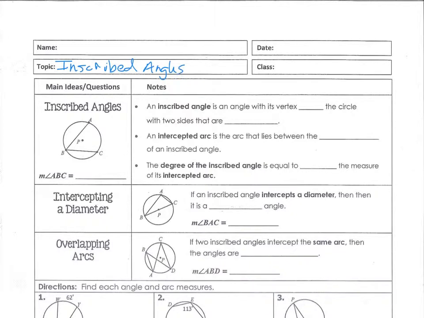And these are notes 10-4. So an inscribed angle is an angle with its vertex on the circle, with two sides that are, what are these sides called? What parts of the circle? Chords. So with two sides that are chords.